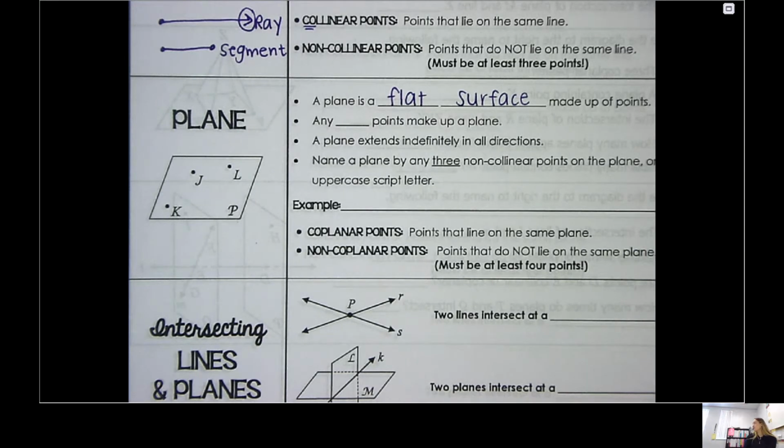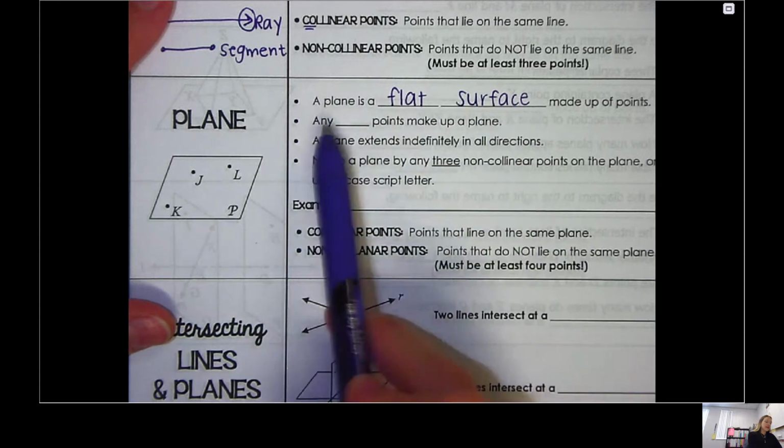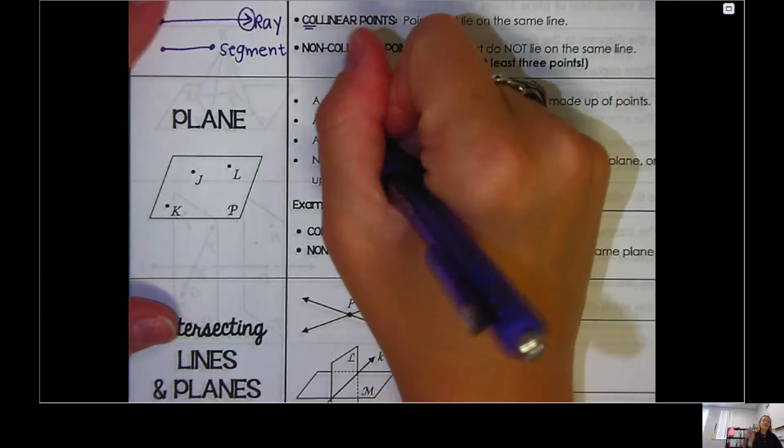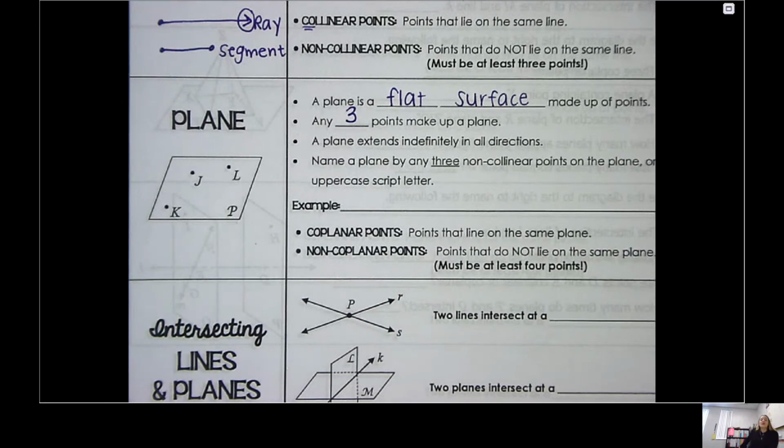Flat surface. What else? Yeah, your papers, your binders. These are all flat surfaces. These are all considered different planes. It's just a flat surface, okay? So a flat surface has to have at least 3 points to be a plane. A line needs 2 points, a plane needs 3 points. Because again, if you only had 2, then it would be a line, it wouldn't be a plane.